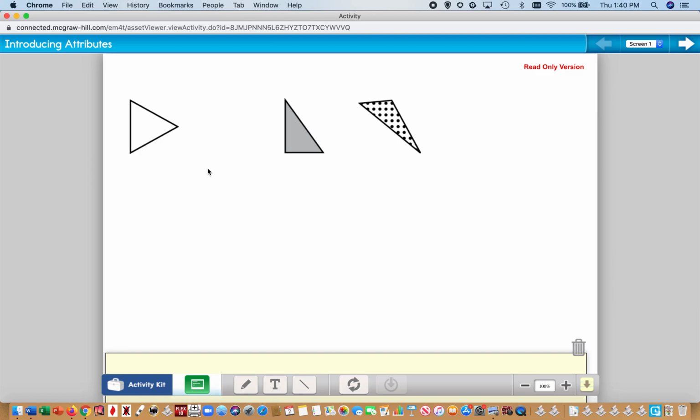I'm also noticing that they're different sizes. The shapes are a little bit different. This triangle's white, this triangle's gray or shaded in, and this one has a polka dot pattern. So I'm trying to think about the attributes that these three triangles have in common. What are the things that these three triangles have that make them a triangle? And I'm also trying to think about the three triangles and what is different. And I'm going to put these into a chart for us to look at.